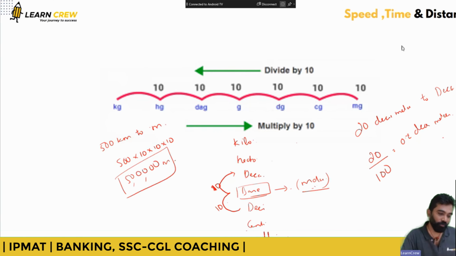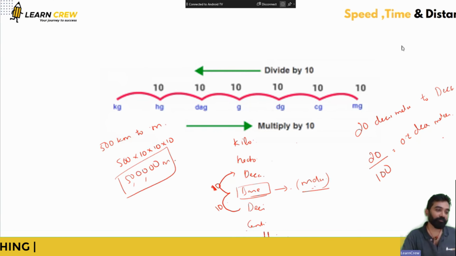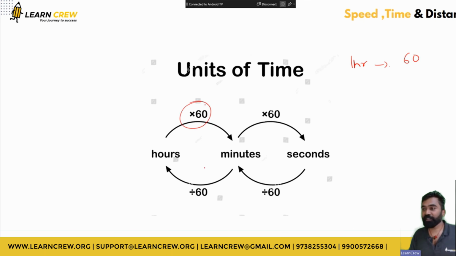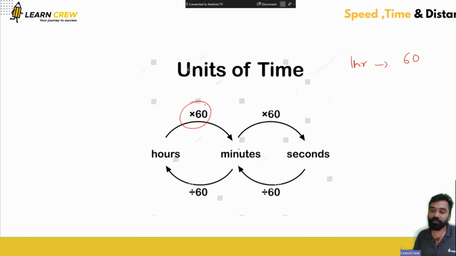Now, what about time? If I'm giving 1 hour, how many minutes? 60 minutes. From hours to minutes, it is going to be multiplied by 60. From minutes to hours, it is going to be divided by 60. The same holds good for minutes to seconds and seconds to minutes.